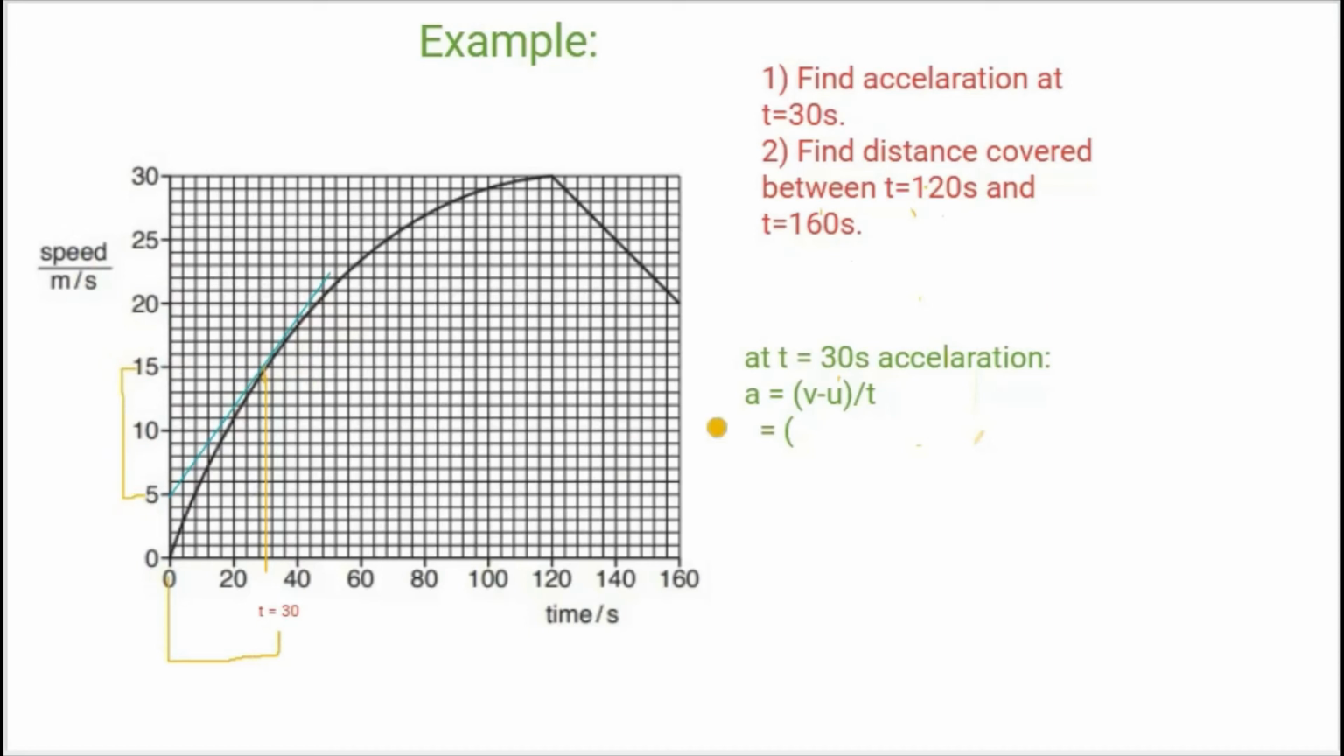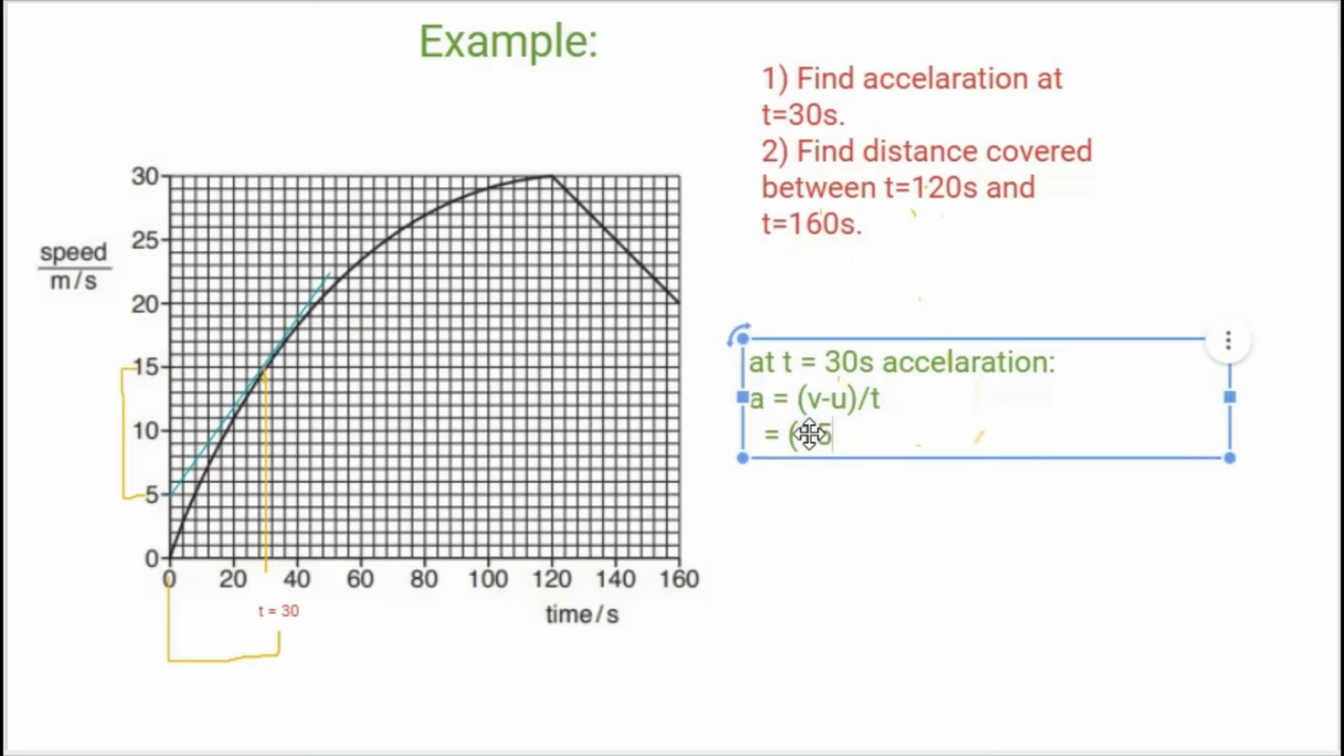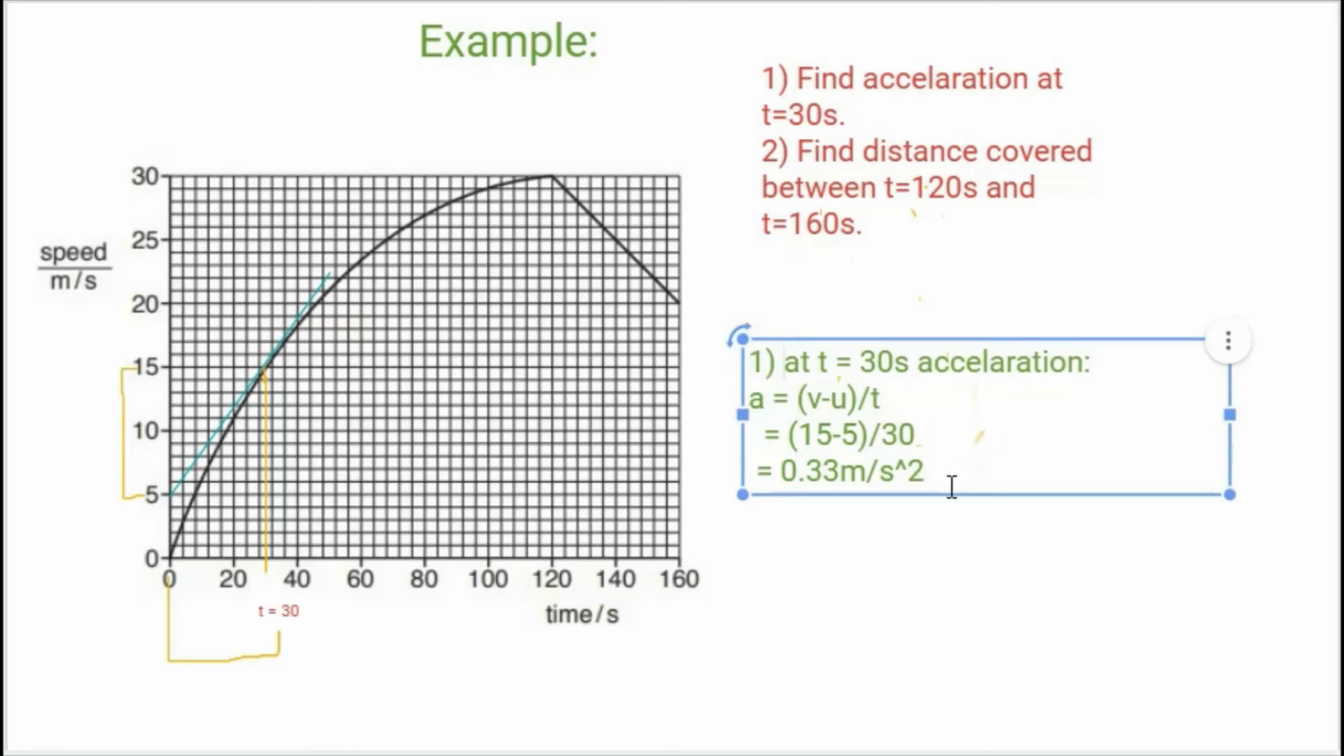Okay, so when I write that down, it will be 15 minus 5 all over 30, right? Then 15 minus 5 is 10, over 30 will be 1 over 3, which is approximately 0.33 meters per second squared, to 2 decimal places. Okay, wait, let me label this. This is number 1. Okay, so now let's move on to number 2.